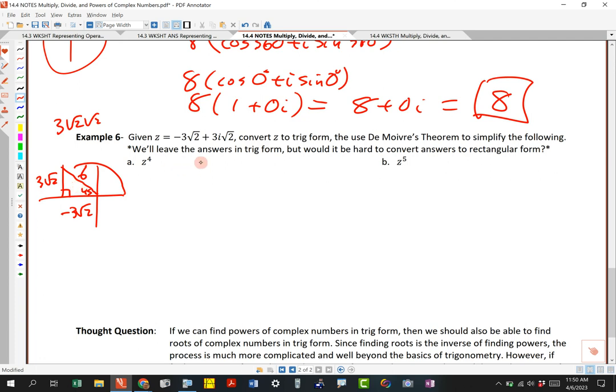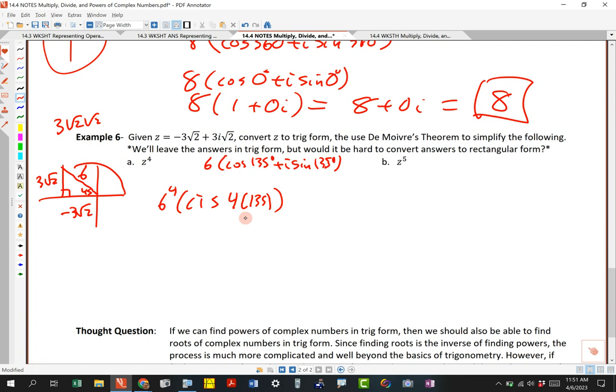Okay, so we're going to take 6 cosine 135 plus i sine 135, and we're going to raise it to the 4th power. So that's going to be 6 to the 4th. Would it be okay if I wrote this in cis notation? Cosine plus i sine, 4 times 135.